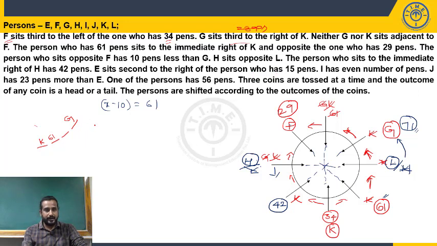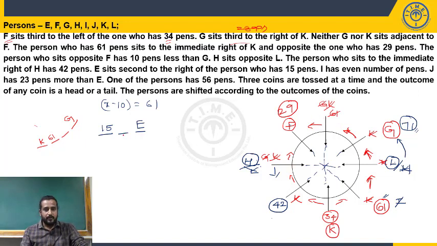E sits second right of the person who has 15 pens. I has an even number of pens. When I has an even number, I cannot be here. Definitely I cannot be here because I has an even number. So, where can I be? Either here or here. Only these two places, right?